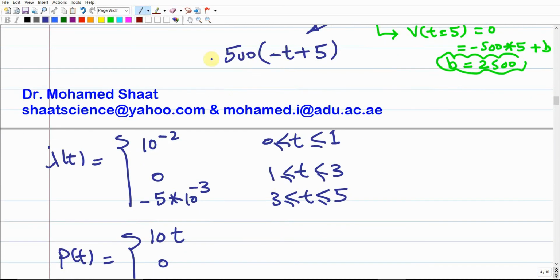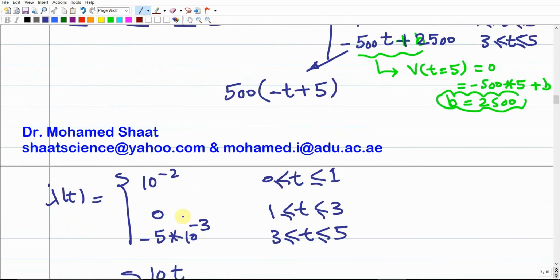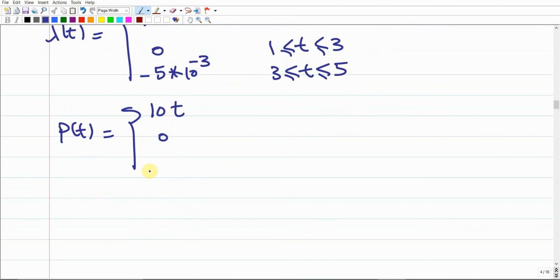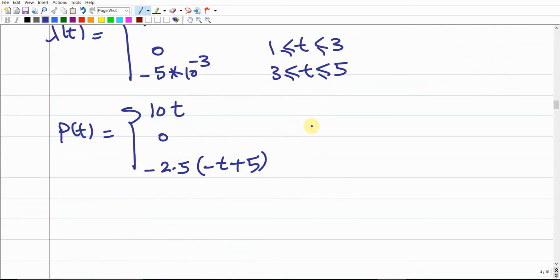So you're going to do the multiplication of the 500, which is a common factor, times the negative 5. So it's going to be times negative 3. This times 500 gives at the end 2.5, but it should be negative, right? Because this is already negative here. So this is going to give us negative 2.5 times the negative t plus 5, right? If you just did the multiplication, you're going to end up with this value.